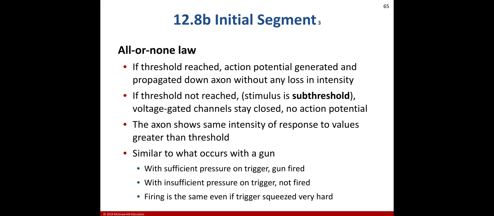With this, there is an all or none law. If the threshold is reached, an action potential is generated and goes down the axon, and we don't lose intensity. Okay, that's the all. If the threshold is not reached, then there's no action potential. That's the none. So we either fire the gun or we do not. And then the axon shows the same intensity of response to values greater than the threshold. So the example your book gives: if you have sufficient pressure on a trigger, you fire a gun. If you don't, you don't fire the gun. If you squeeze the trigger as hard as you possibly can, it still fires the same as if you just reached the threshold. There's no difference.